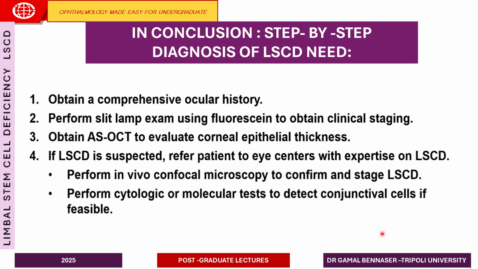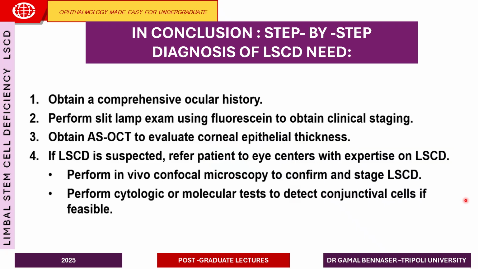Now, to sum up what we have said earlier regarding the step-by-step diagnosis of limbal stem cell deficiency, of course, the first thing starts from your clinical examination and the clinical history. A detailed history should be taken from the patient regarding any history of trauma, chemical exposures, or any surgery done to his eyes, and the detailed symptoms and signs that he's feeling.